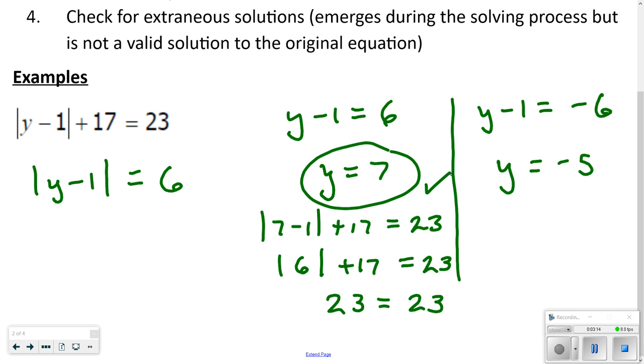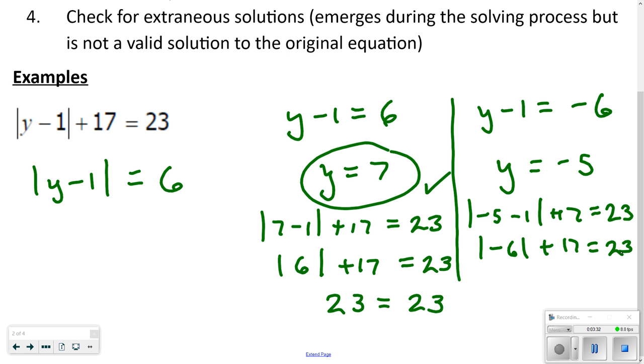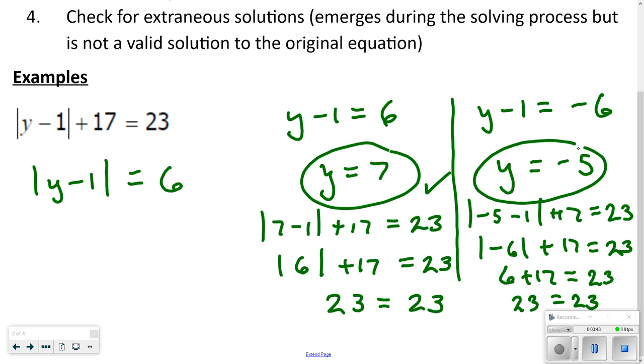Okay, so let's test negative 5 here. Let's plug it in. And again, we're checking to make sure that both sides actually equal 23 when we plug it in. So we get the absolute value of negative 6, which we know is a positive 6. And if we add that to 17, we're going to get 23. So this works as well. So there are two solutions. y could equal positive 7, or it could equal negative 5. Either one of those values is going to make this equation true.